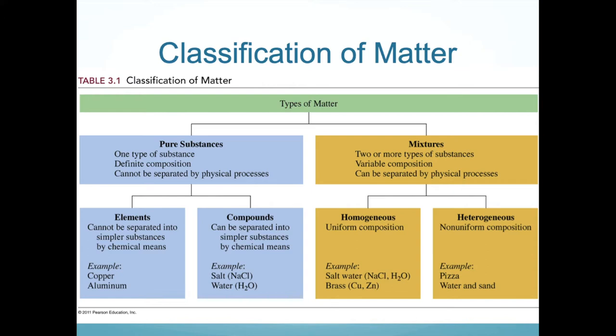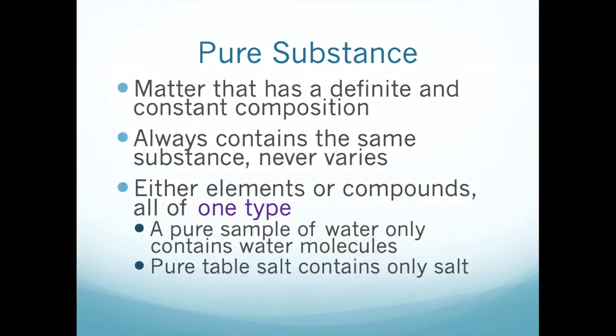Now if the repeating units are molecules, that substance is called a compound, whereas if all the atoms of your material are identical, we say that that is an element. When you have more than one substance mixed together, that brings us to mixtures. So let's not get too far ahead. Let's look at each of these in turn.